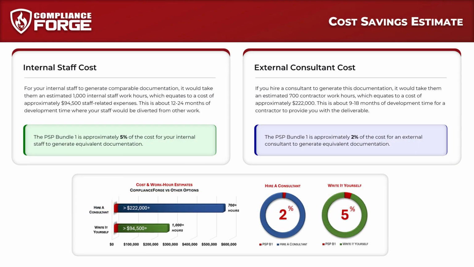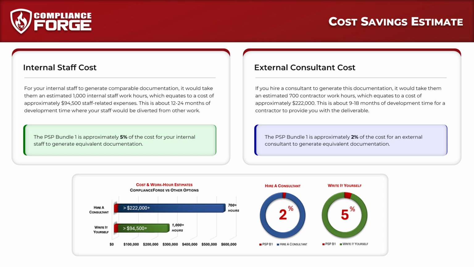Now compare that against the 2 alternatives for obtaining quality cybersecurity documentation. For your internal staff to generate comparable documentation, it would take them an estimated 1,000 internal staff work hours, which equates to a cost of approximately $94,500 in staff-related expenses. That is about 12 to 24 months of development time, where your staff would be diverted from other work.